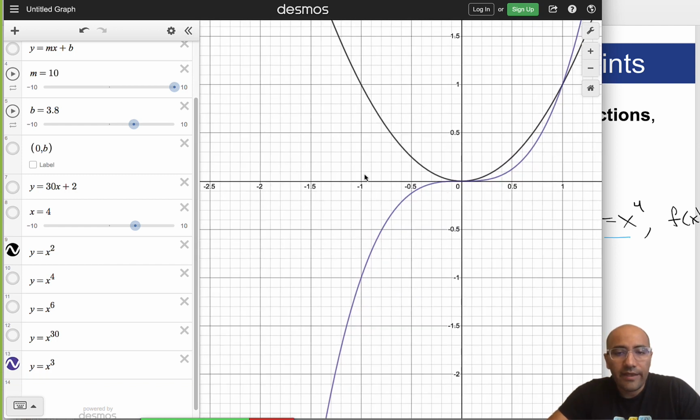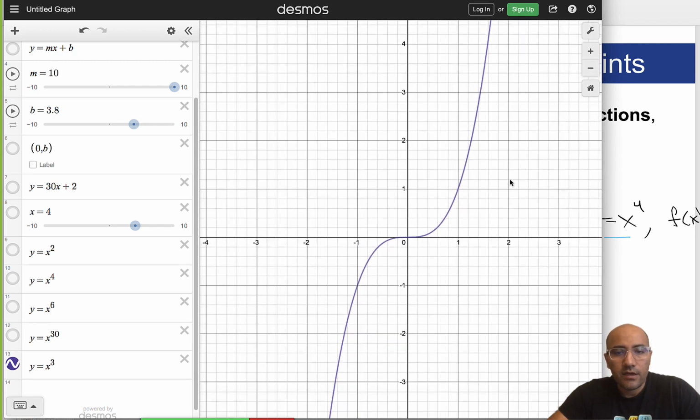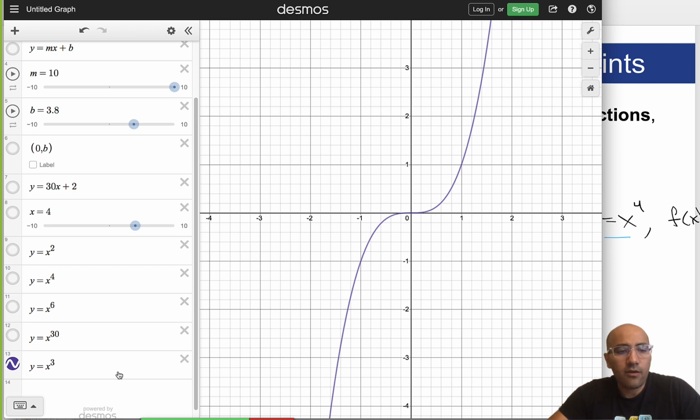But on the left-hand side, over here, when the input value is negative, raising a negative number to the power of 3 is still going to give us a negative number. So it just allows negative values and comes down here in quadrant 3. Okay, so let me get rid of this. So this is the iconic graph of x to the power of 3.